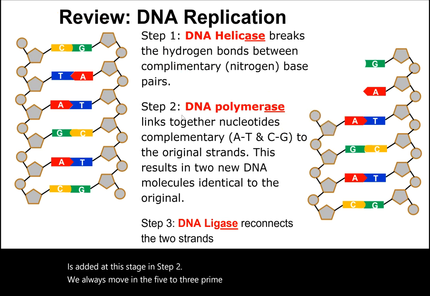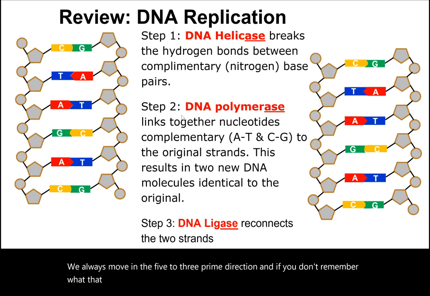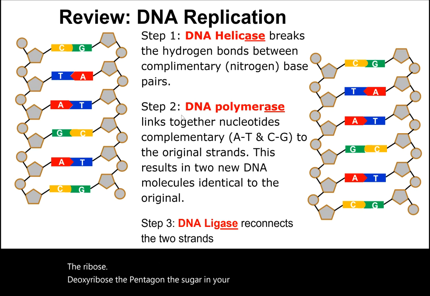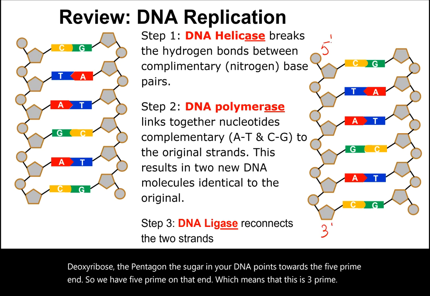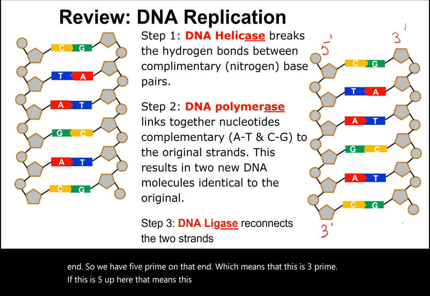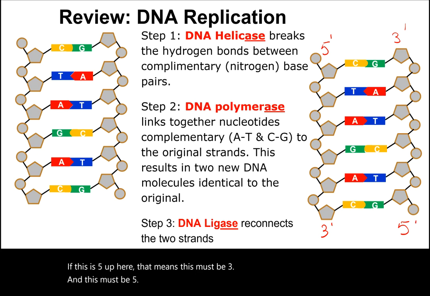And if you don't remember what that means, remember the deoxyribose, the pentagon, the sugar in your DNA, points towards the 5' end. So we have 5' on that end, which means that this is 3'. If this is 5' up here, that means this must be 3', and this must be 5', right? We call this anti-parallel. This means that DNA has kind of sides of the street, right? You always drive on the right side of the street.